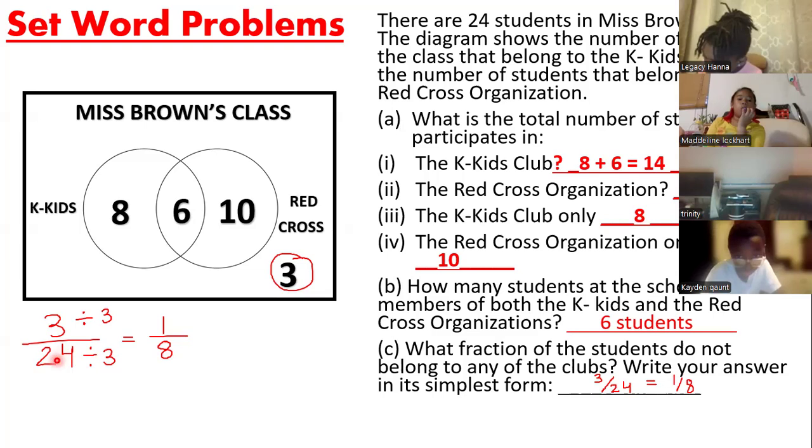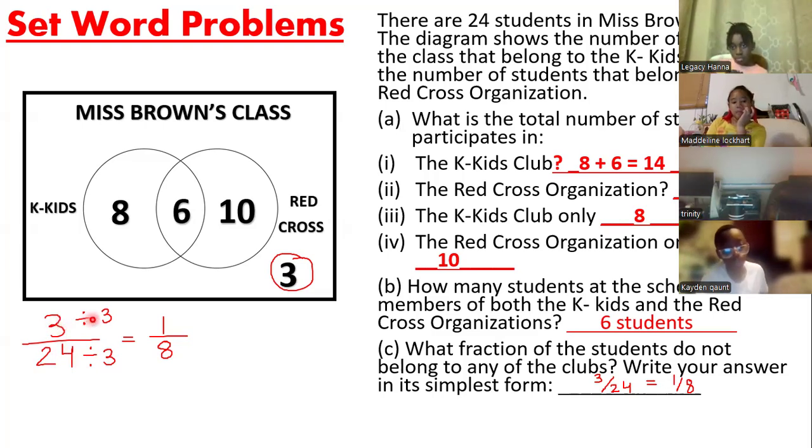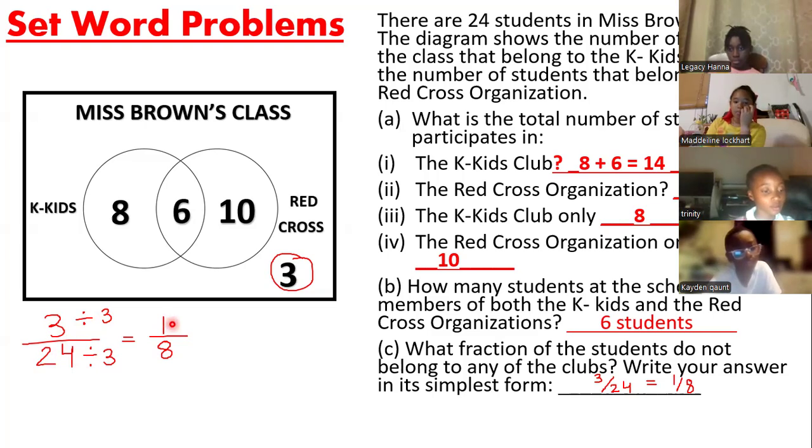And so what we have to do is divide top and bottom by 3. So we say 3 divided by 3, which is what? Your mic is muted. 3 divided by 3 is 1, very good. And 24 divided by 3 is what? 8. All right. So it's going to be 1/8.